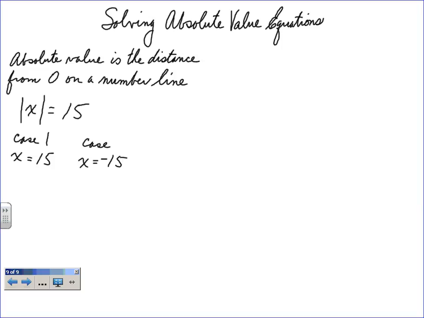For instance, if I take the absolute value of 15, doesn't that equal 15? Okay. Could x equal negative 15? What's the absolute value of negative 15? 15. Okay? Very rarely do I say always. I don't want to say always. So if it's a positive, it's going to equal the positive, and then if it's a negative, it's going to equal the positive. Yes, that is true.